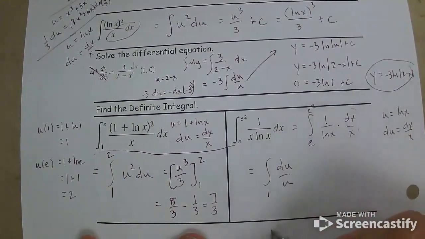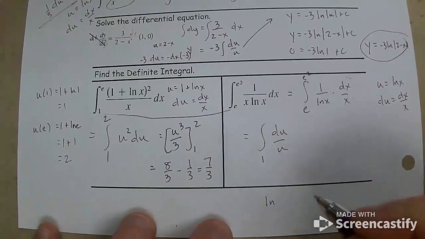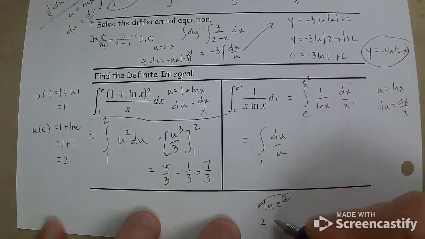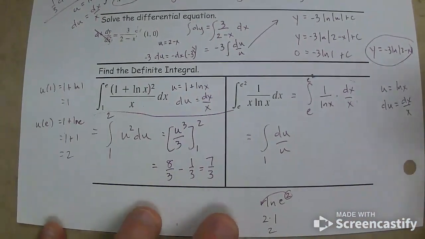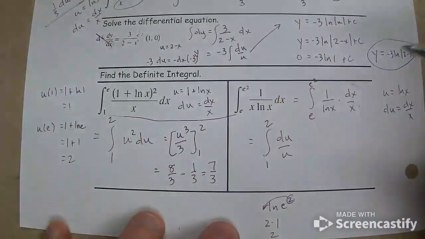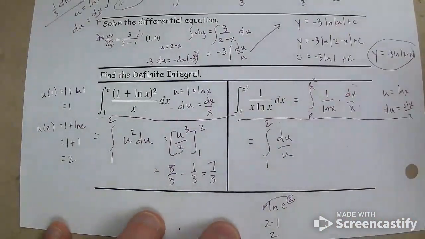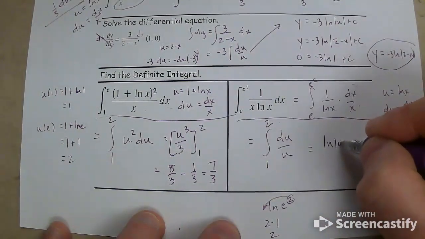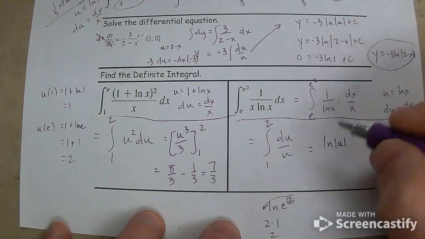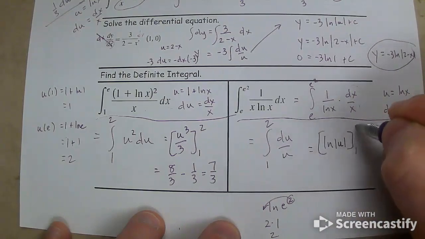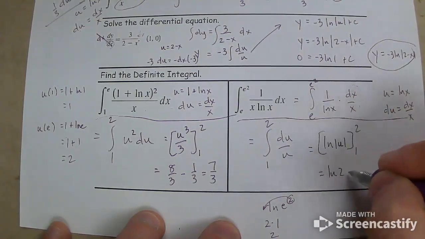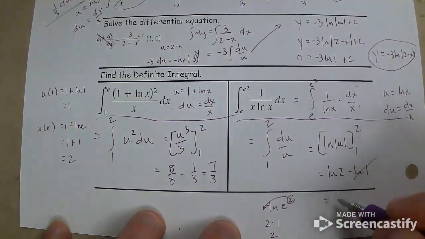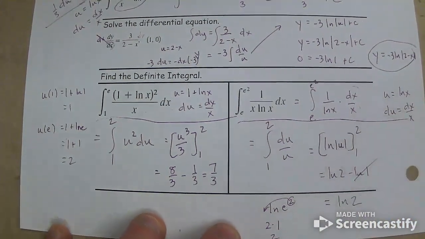And then if I do the natural log of e squared, that 2 will come out in front. So this is going to be 2 times 1, which is just 2. So really it's similar to the previous problem, except this is going to be natural log of u from 1 to 2. So this will be natural log of 2 minus natural log of 1. That goes away because the value is 0, so this is just going to be natural log of 2.